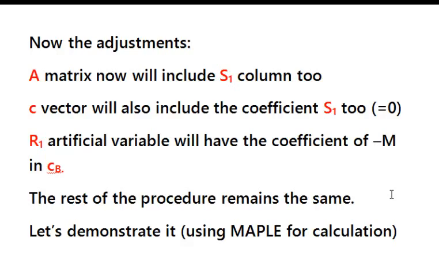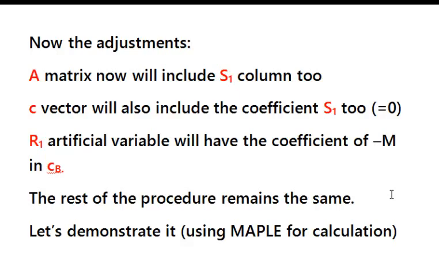The first adjustment that will take place is introduction of S1 as one of the main variables. So the A matrix, which usually has coefficients of main variables x1, x2, x3 in this case, will now include the coefficient of S1 as well, and appropriately the coefficient of S1 in the objective function, which is of course 0, will be added to the C vector.